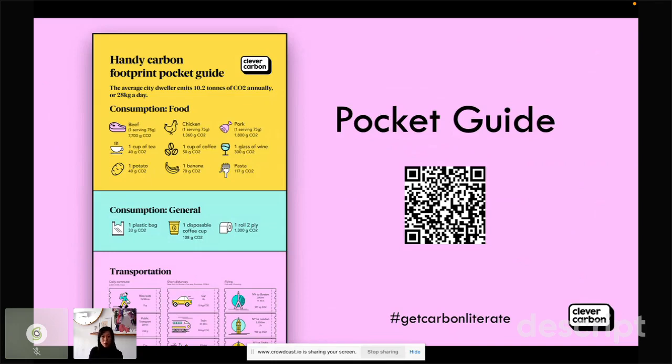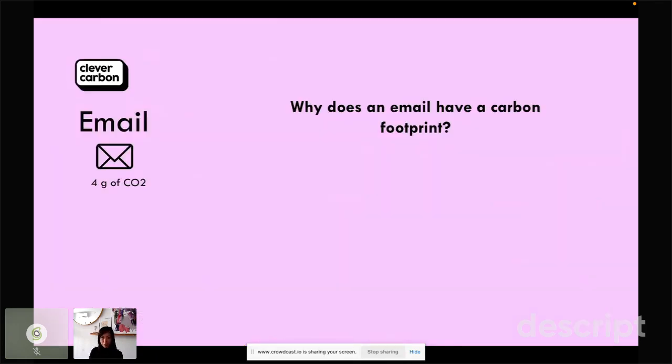Now, I want to talk about one more thing, which is, why does an email have a carbon footprint? Right? Does anyone know why an email has a carbon footprint? I'm going to wait a minute here and see what everyone thinks.